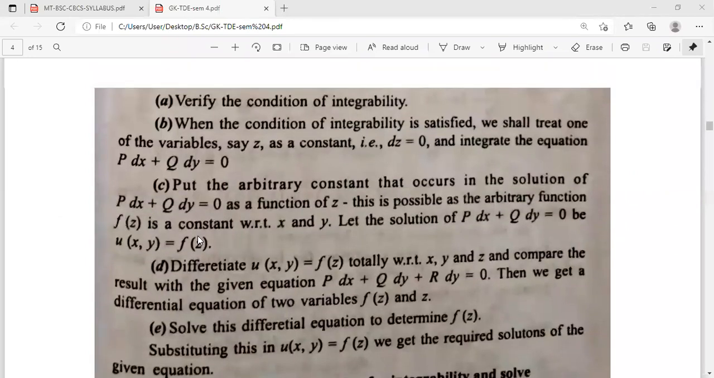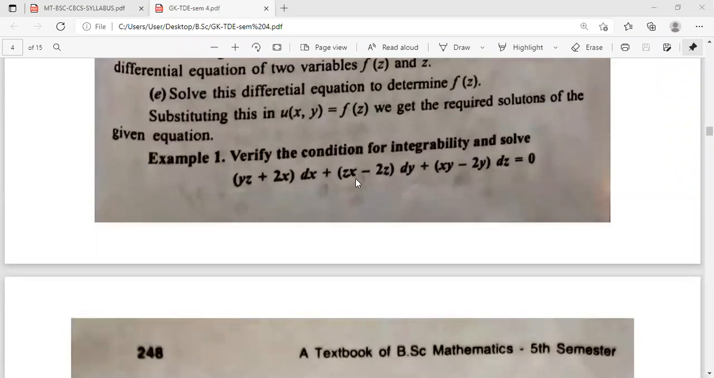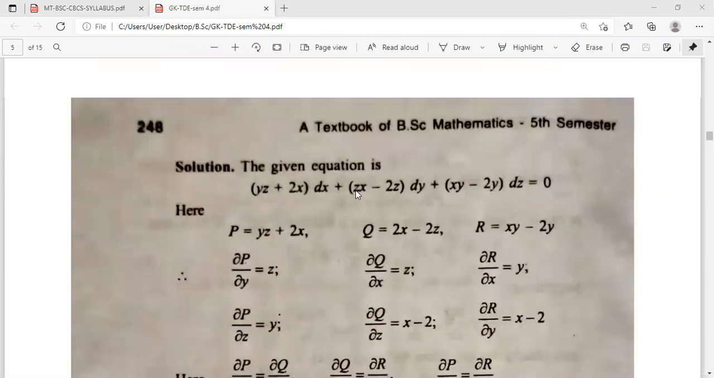There are five steps. You see a general method of integrating P dx plus Q dy plus R dz equal to 0. You refer to this and do the problem so that you can get the idea. And one thing here, you can also use exactness and do the problem. You see the first one, by using the fact of exactness, you are finding the solution here. Okay. That is also the case.